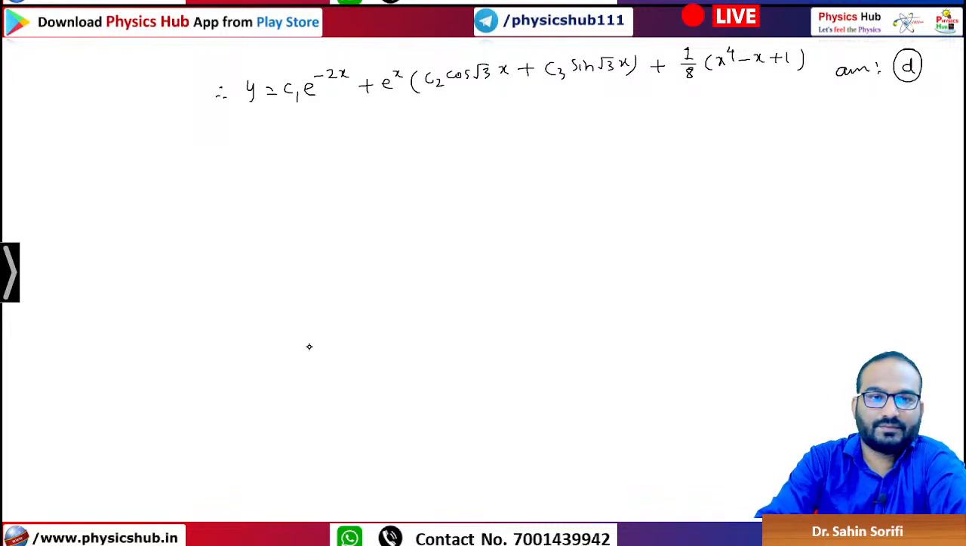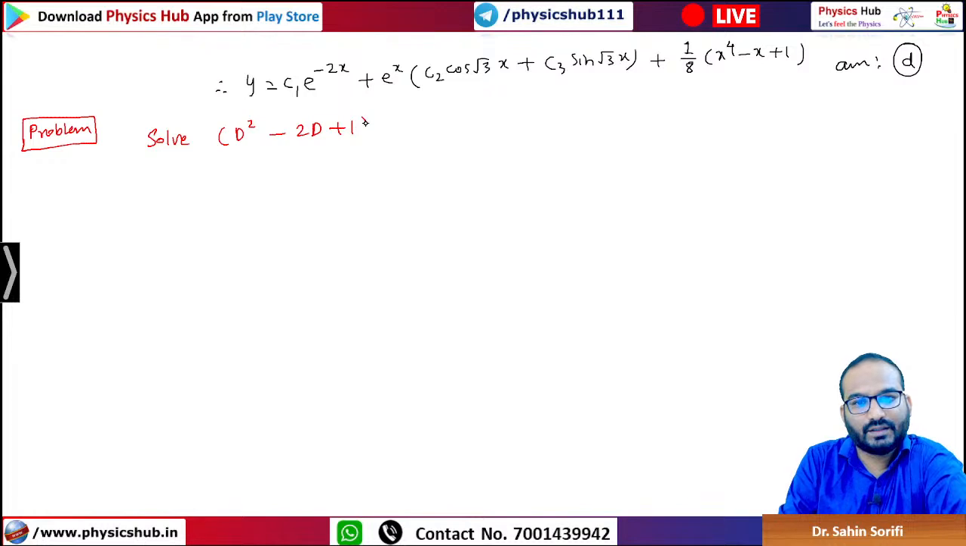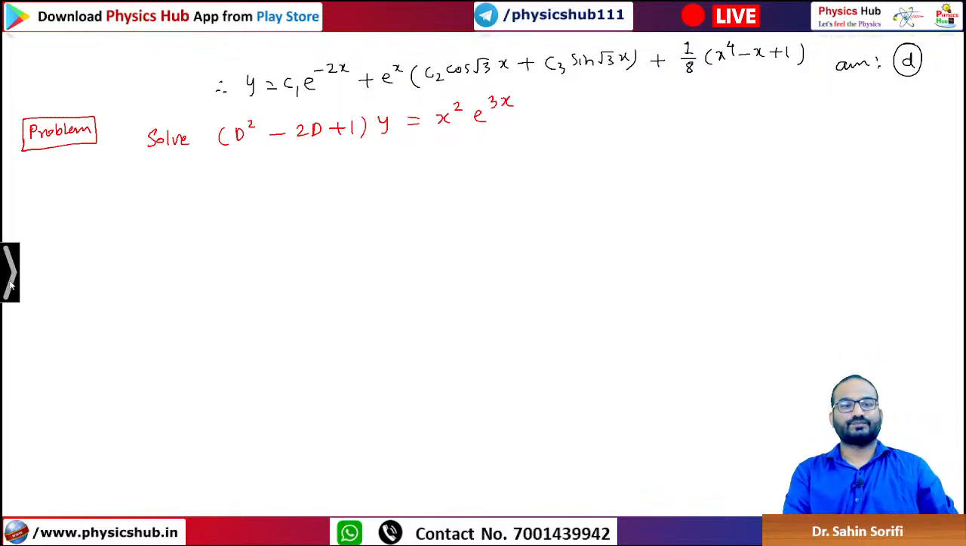Let's go for another problem. Solve D square minus 2D plus 1 y equals x square e to the power 3x. The fourth case. Can you do this?